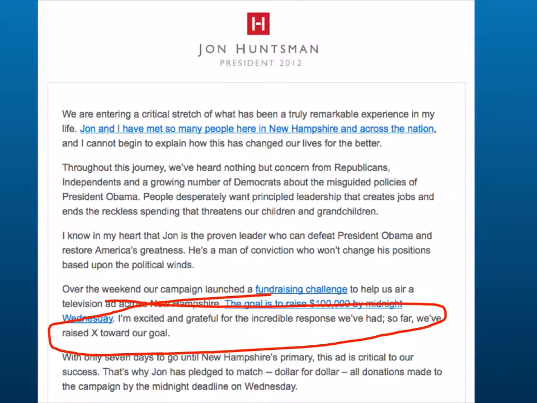And all this error did, raising X towards our goal, showed that there wasn't a lot of support for him and kind of furthered certain stereotypes about him, certain jokes about him, his candidacy not being so successful. And so it actually really hurt their cause. So that's another example of not creating emails that further the goals of your campaign. In fact, this did a lot of harm to him.